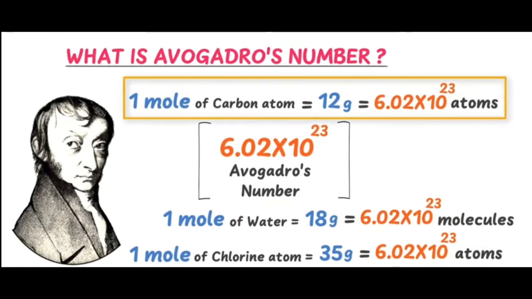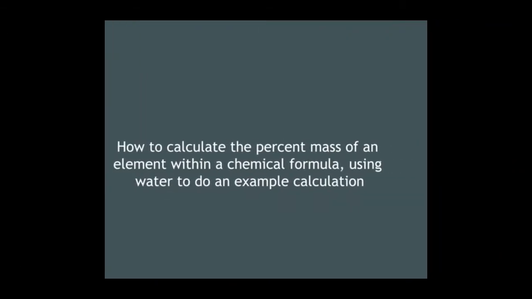So, we have learnt that 1 mole of any substance is equal to its molar mass, and also it is equal to its Avogadro's number, that is 6.02 × 10^23 units. Now, we are going to step into the next concept, percentage composition. We are going to learn how to calculate the percent mass of an element, and here we are going to use water to do an example calculation.